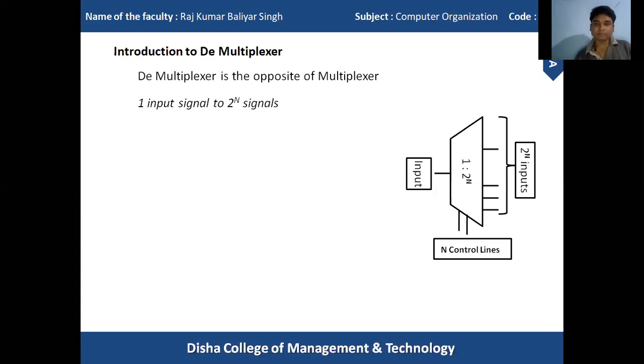Suppose we have a signal, okay. That signal can be sent to any one of the computers. Suppose that signal is connected with three computers, okay. And all three computers have the power to receive the signals.